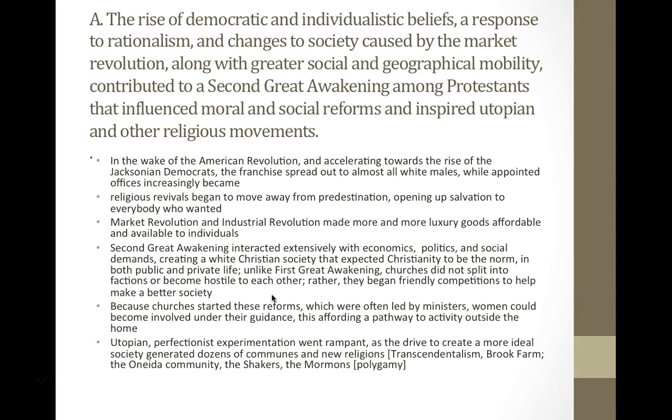And we're going to also get these utopian experiments, all right? Transcendentalism, the Brook Farm community, the Oneida community, the Shakers, the Mormons, or all these ideas of creating perfect societies or perfect nodes of society, and as we all can realize, that doesn't exist.